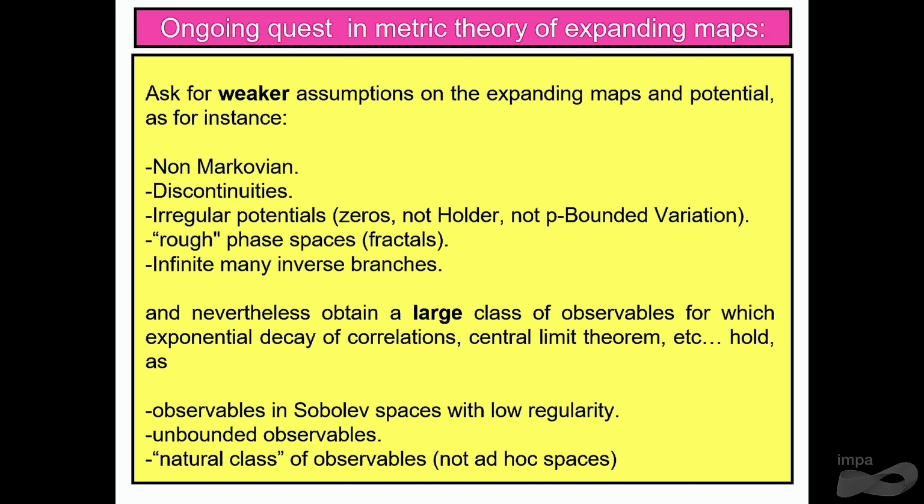As I said, you cannot pick this space as large as L1. The statistical properties of a general integrable function are very bad. But sometimes you can pick a class of observables very big to include, for instance, unbounded observables, Sobolev spaces, natural classes of observables. That's another thing: sometimes you need to do it ad hoc, you need to invent a space of functions.